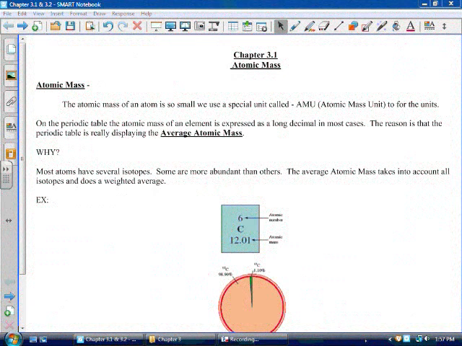In Chapter 2, we talked about mass number, and we said that mass number was the sum of protons and neutrons in an atom. Atomic mass is a term that commonly gets used interchangeably with mass number, and they really don't mean the same thing.